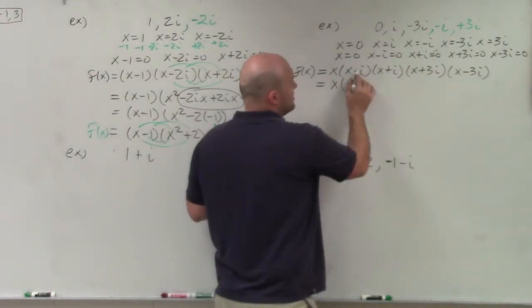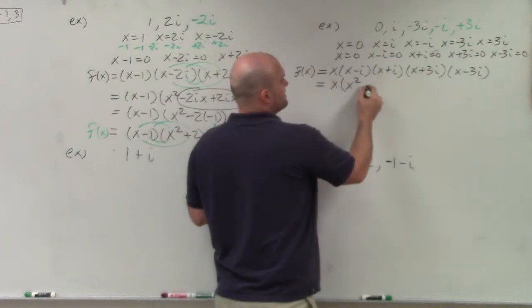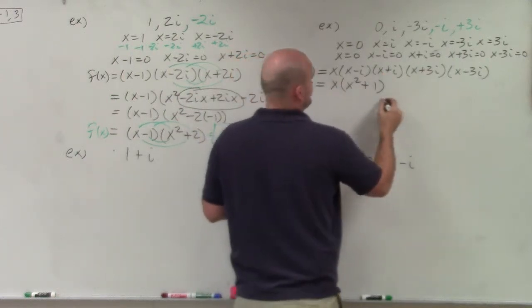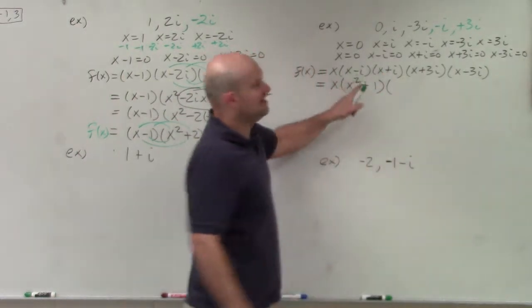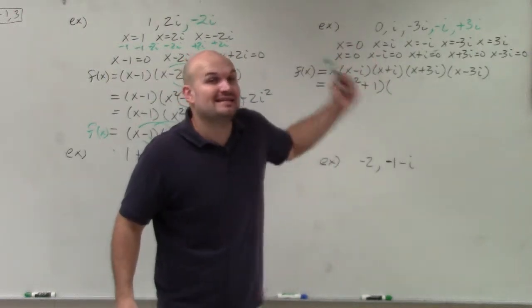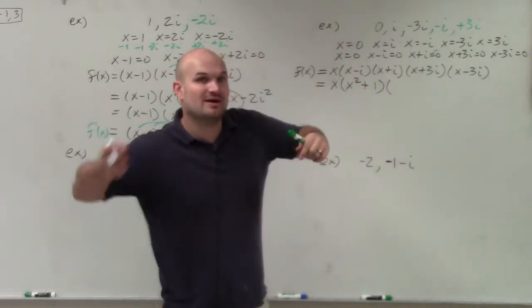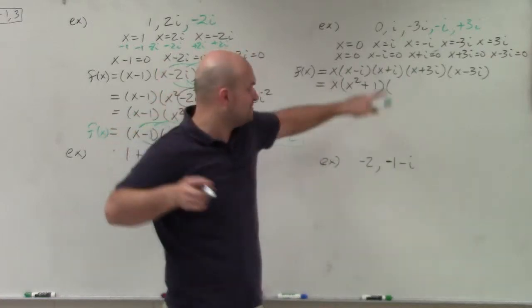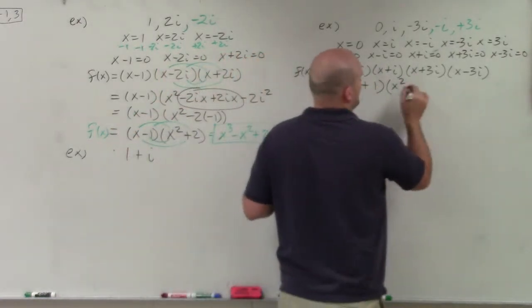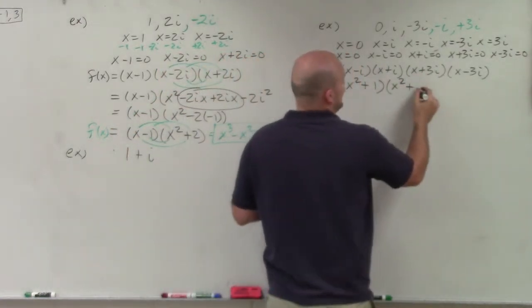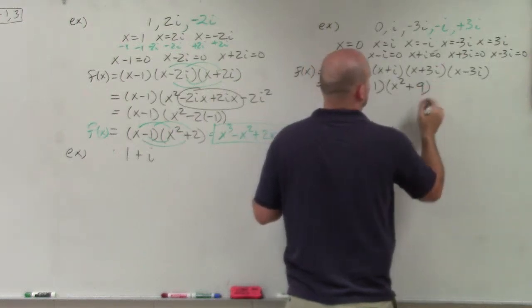So I get x squared. That's going to be a negative times a negative, so it's going to be plus 1. Right? Negative i times i is going to be a negative i squared. i squared is negative 1. Negative 1 times negative 1 is positive 1. This becomes x squared. This becomes a positive 9.